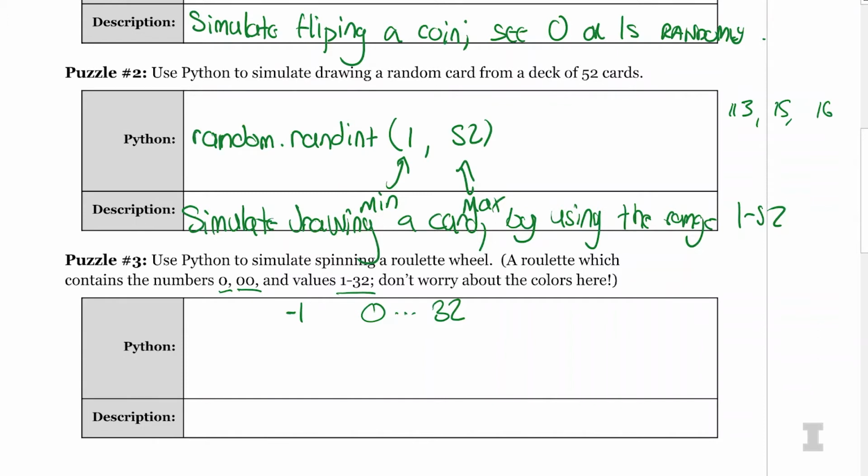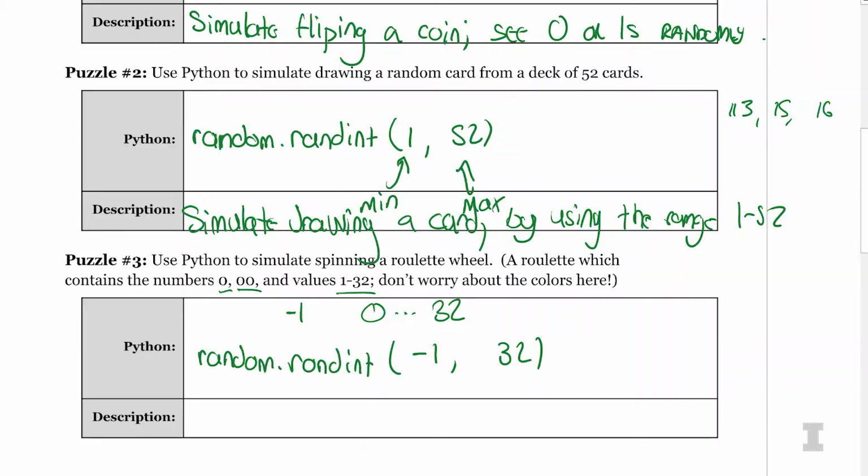Then I have the zeros through 32. So here we'd simply say random.randint. Our min value here is now -1, and our max value is 32. So that's now 34 different numbers. So we have -1, 0, and then all of the numbers 1 through 32. So this simulates a roulette wheel, with double zero as -1.